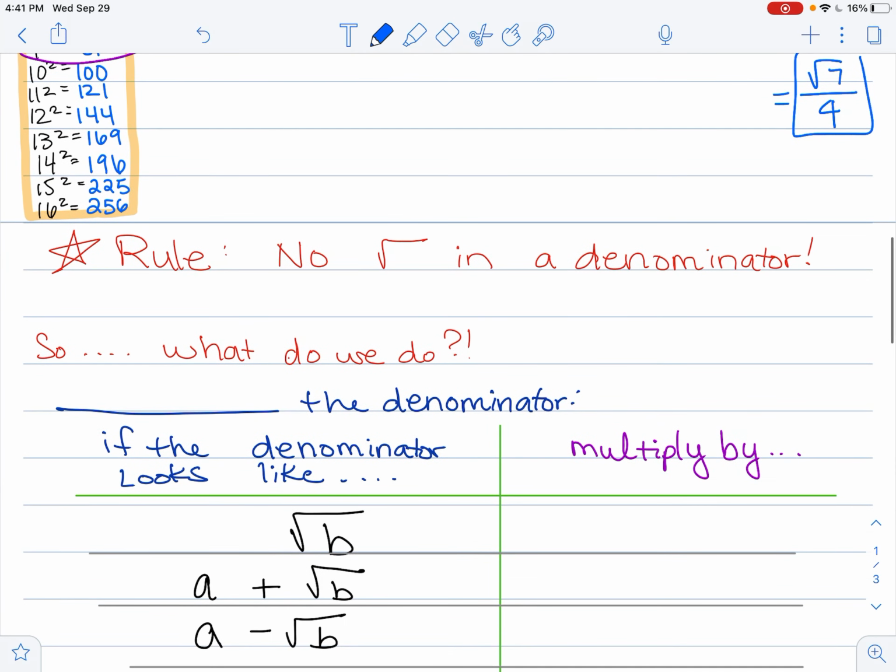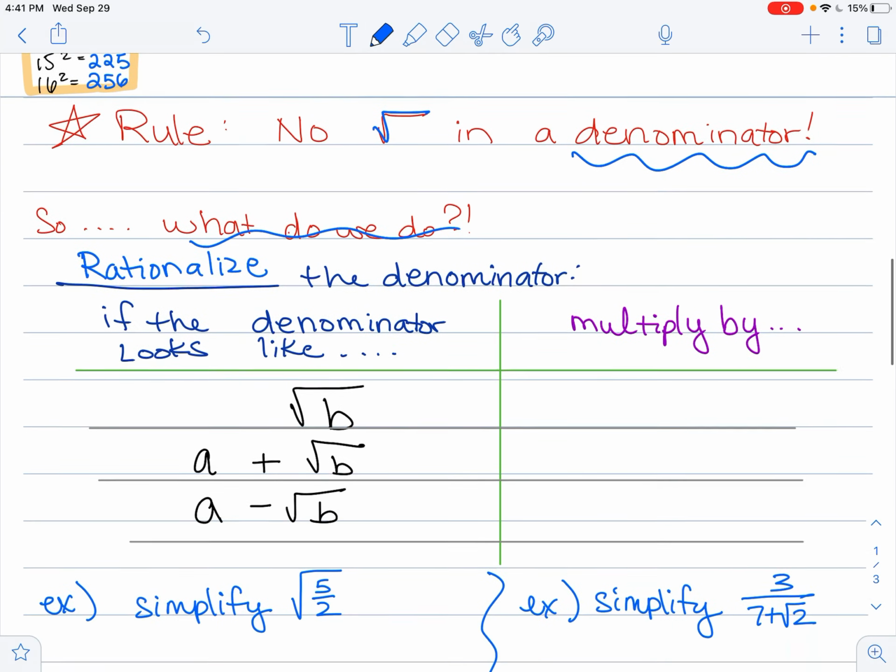There's a rule that says there can be no roots in a denominator. So if you have a root in the denominator, what do you do? In this case, we have to use what's called rationalizing, where we multiply by what's called the conjugate. The conjugate is what we would use for these two.